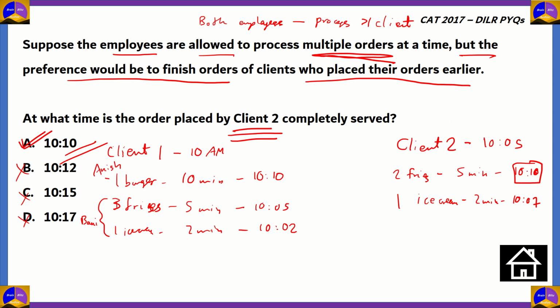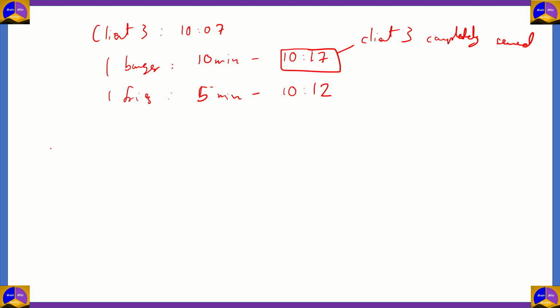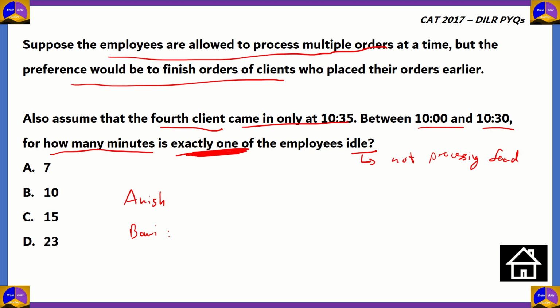Now, client 1, let's say Anish was in charge of the burger. He takes 10 minutes to complete it. In the meantime, Bani finishes off with the ice cream at 10:02, and at 10:05 she serves the fries. And what does that mean? It means between 10:02 and 10:05, Bani is idle. All right, so Bani has 3 minutes.